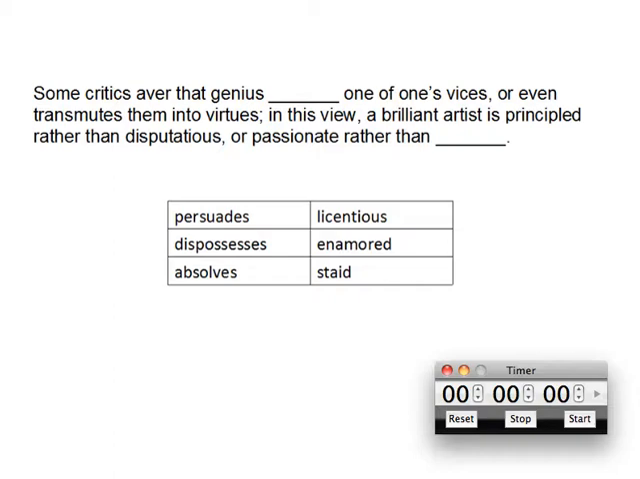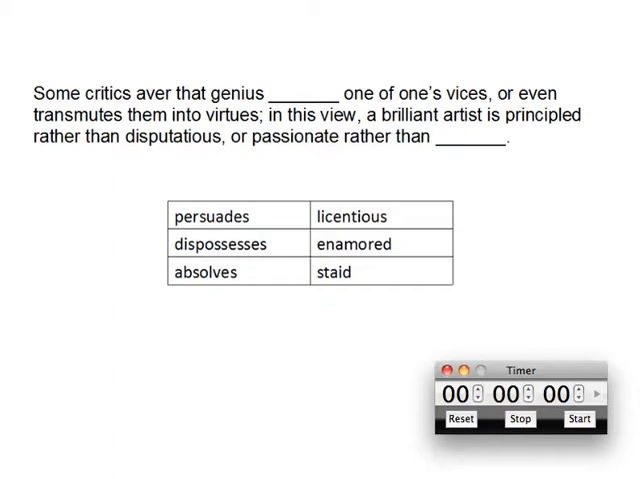Okay, here we have some critics. Aver might at first look like a misprint or a typo to you. If you don't know that word, put it on your jot list and look it up. If we don't know the meaning of that sentence, aver, the genius, blank, one of one's vices. It's simply something that critics are saying. It's almost like posit, they're positing, or even transmutes them into virtues.